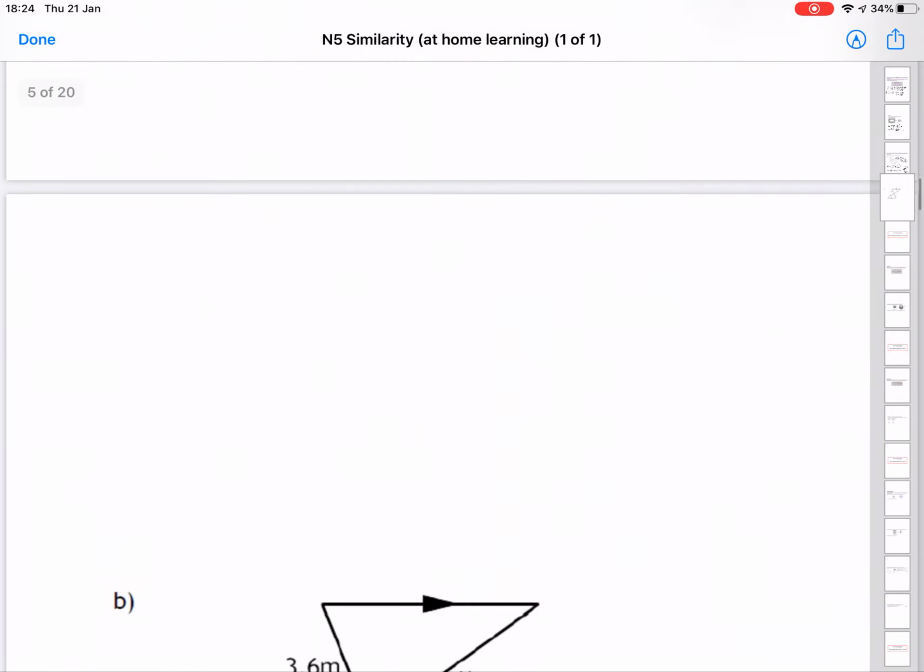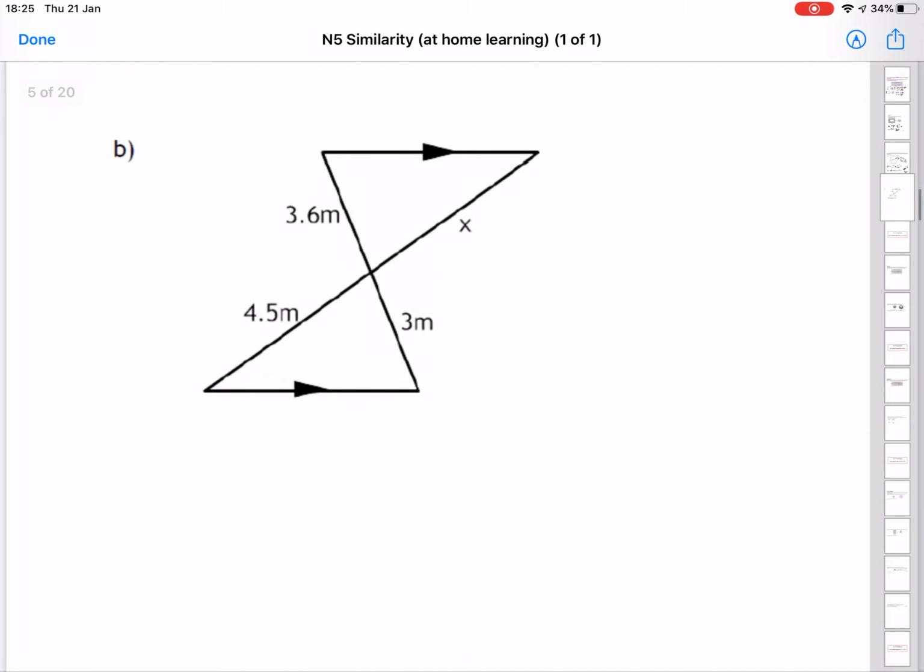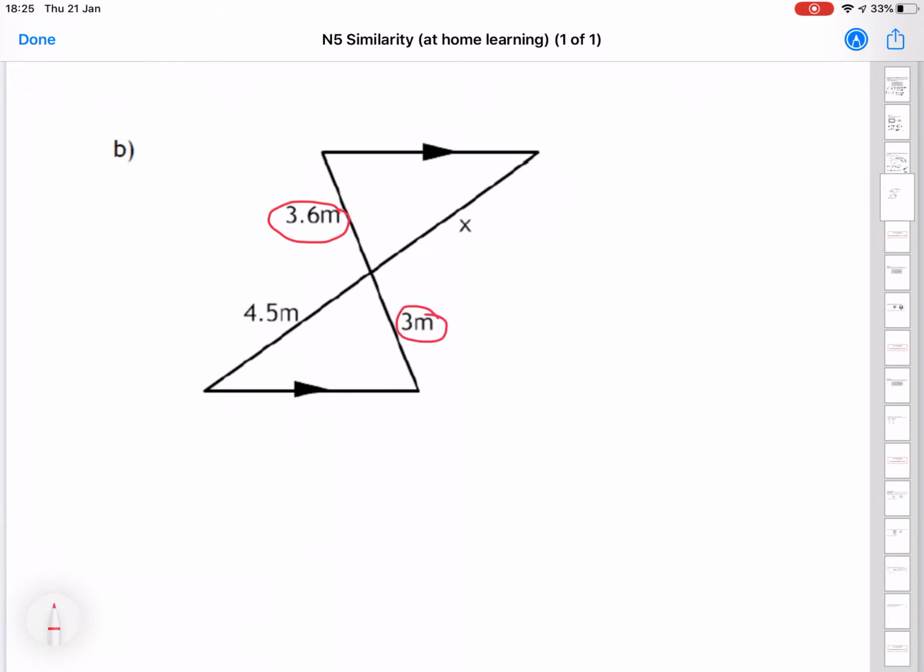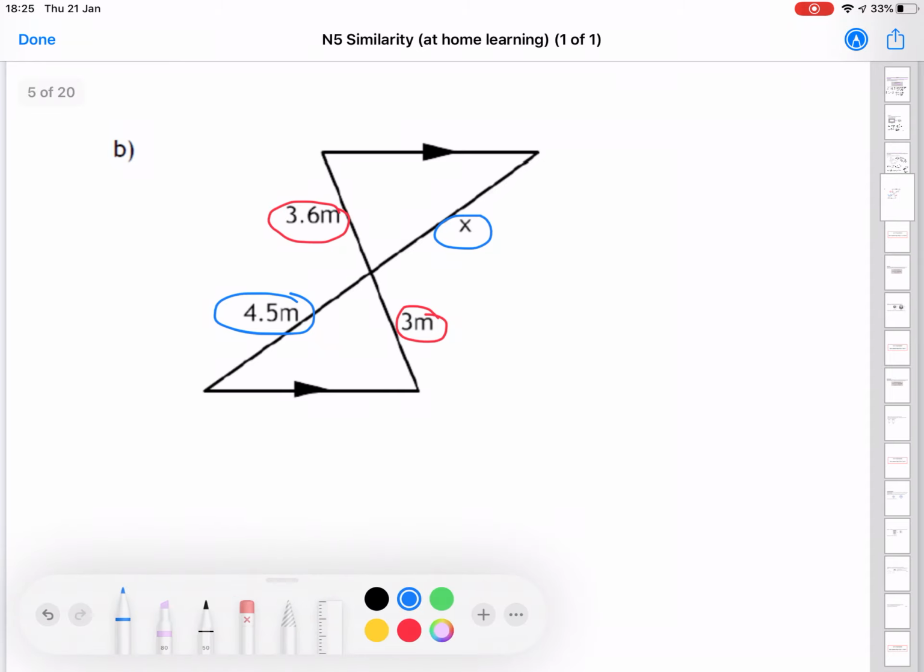All right, the last example I'm going to do with you is the last version of these triangles where we have a sort of X shape formed by our similar triangles, okay? Now, what's important to notice in these particular diagrams is that your pairs of sides that are corresponding are actually across from each other in the X shape. So the 3.6 and the 3 are the two kind of matching sides that we have here, and then the 4.5 and the X are the other pair of matching sides, okay? So that is how these diagrams are going to be laid out.